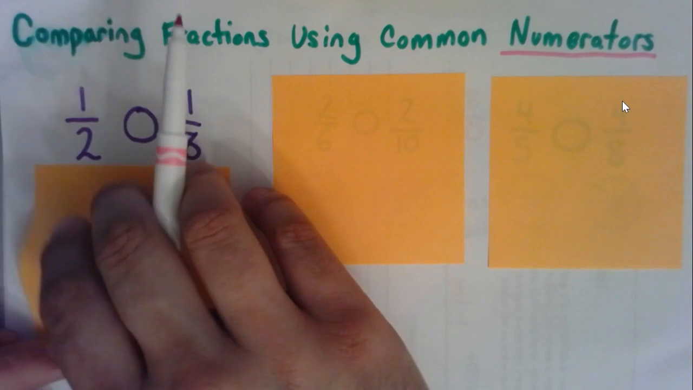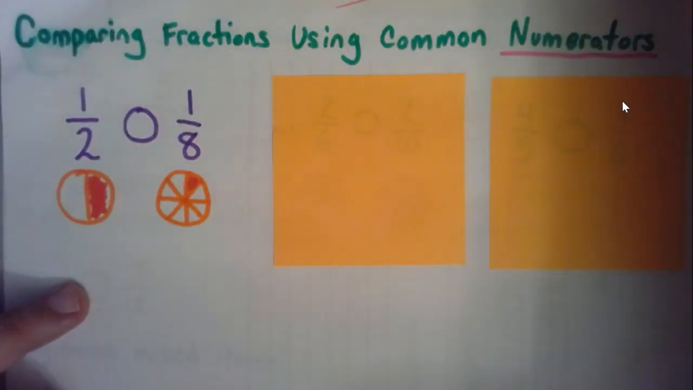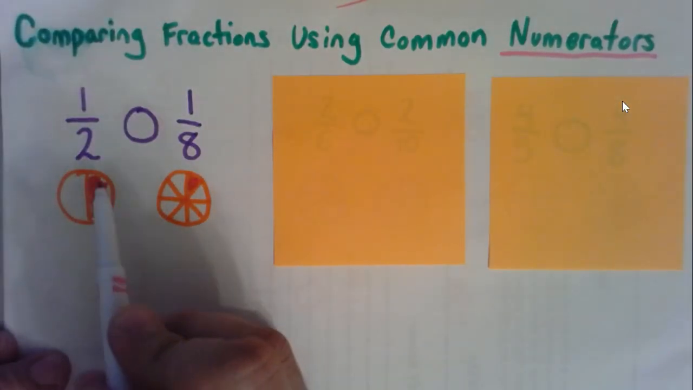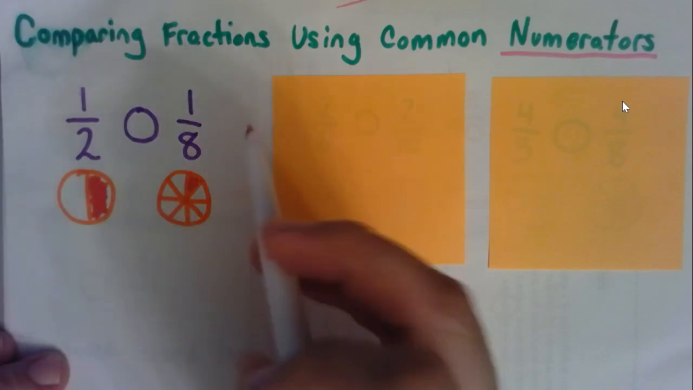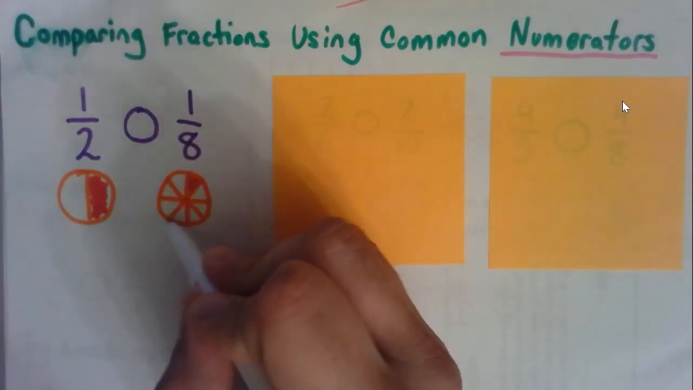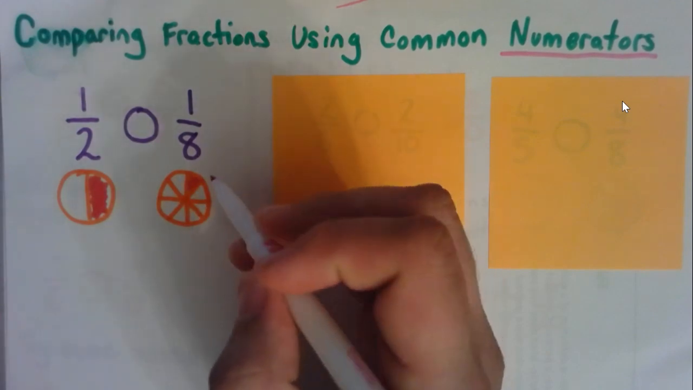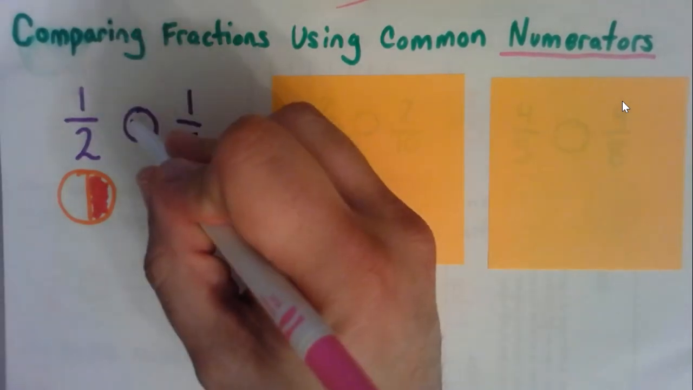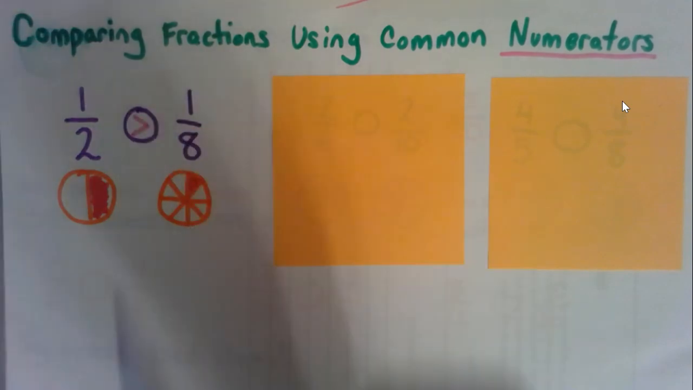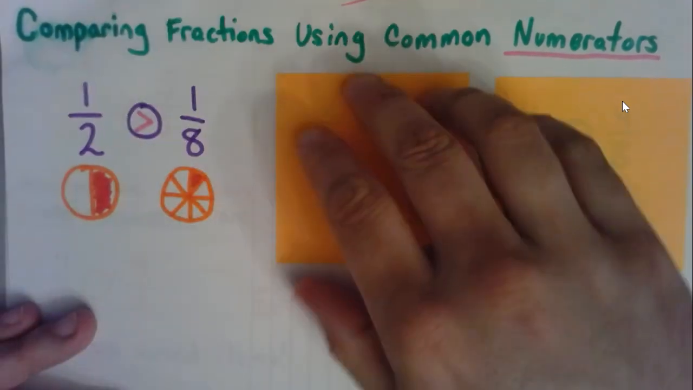Well, I can draw that out and I can see that 1/2, I've shaded in half of my shape versus 1/8. When I've broken my whole into 8 small parts, I've only shaded in one of those 8 parts. So in this instance, 1/2 is greater than 1/8. Let's take a look at another example.